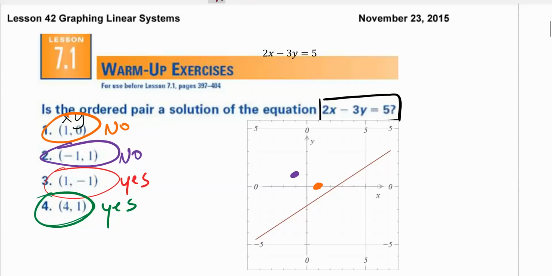Our red point, 1, negative 1, that's right on our line. And our green point, 4, 1, that's right on our line. So we can see graphically how those other two points didn't fit the equation. The line doesn't go through those points, or the points aren't on the line.